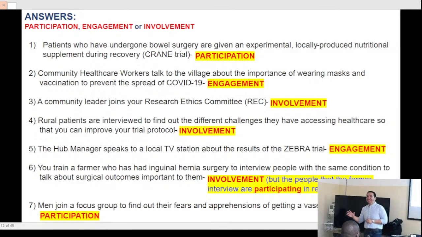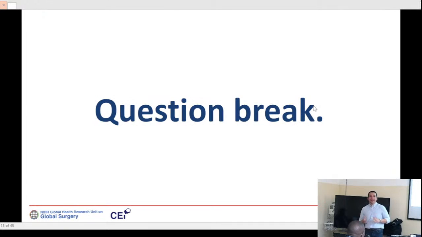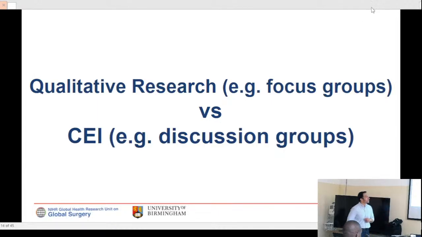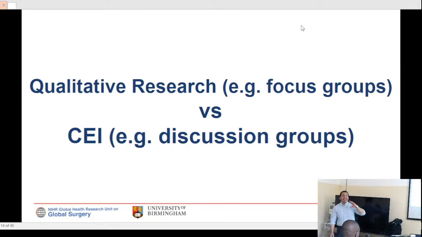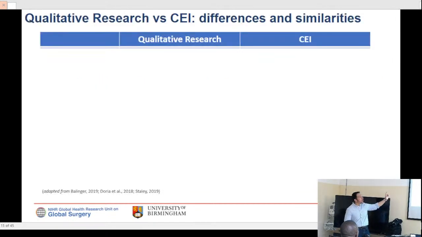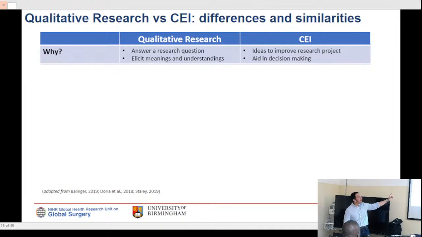Question break. Any questions? Okay. So I'm glad that you saw the similarities between qualitative research and CEI. But there are also some key differences, which I have mentioned. The purpose of qualitative research is to find the answers to a research question. CEI is improvement of the process, sometimes even in some decision making.